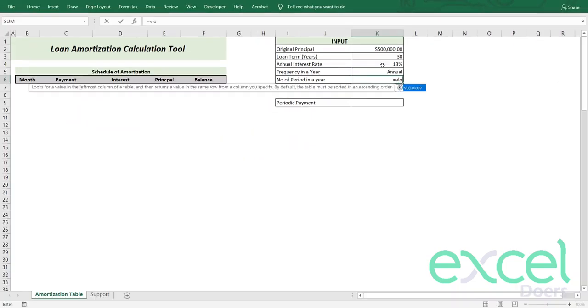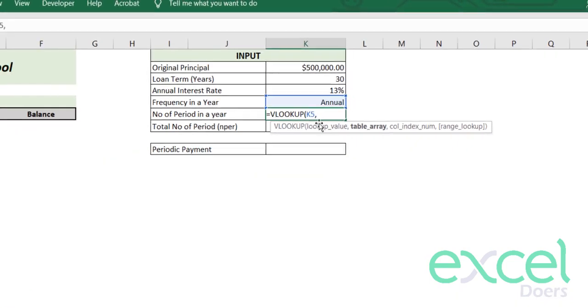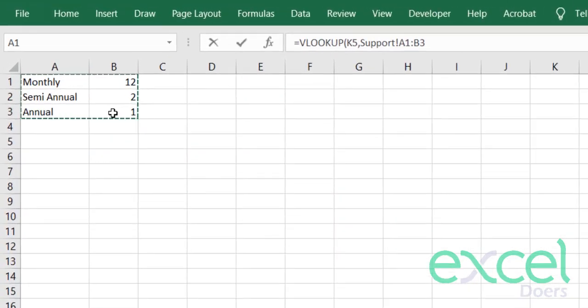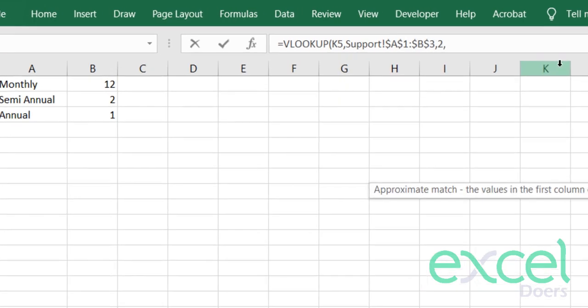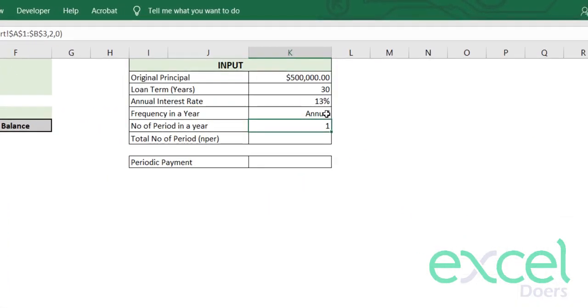So put in a simple VLOOKUP formula, where you select the frequency in a year, which is annual. Press comma, table array. The table array is this one, right? You need to freeze that by pressing F4. Then you press comma. It is asking for the column index number, which is 2. Press comma and then 0, bracket close, and enter. Okay, so the number of periods in a year is 1.